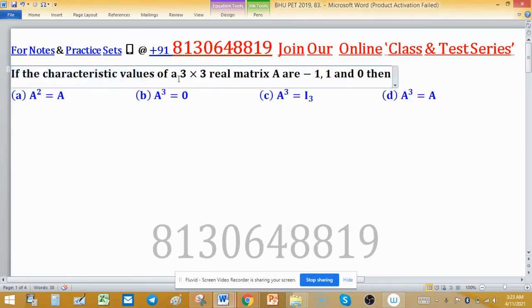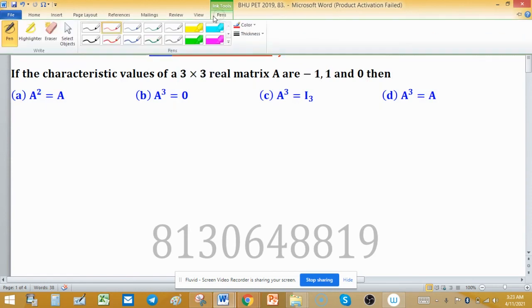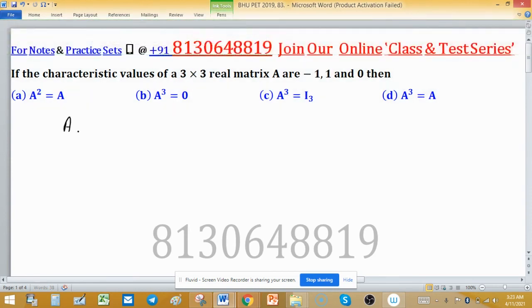If the characteristic values of a 3 by 3 real matrix A are -1, 1 and 0, then which option is correct? The matrix A is of size 3 by 3 and the eigenvalues of this matrix are 1, -1 and 0. If the eigenvalues of a matrix are given, then the maximum information is given to us. If we know all eigenvalues, then we can write the characteristic polynomial as (x minus 1)(x plus 1)x.